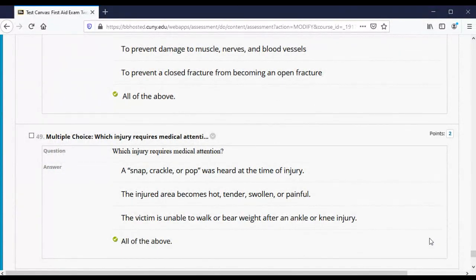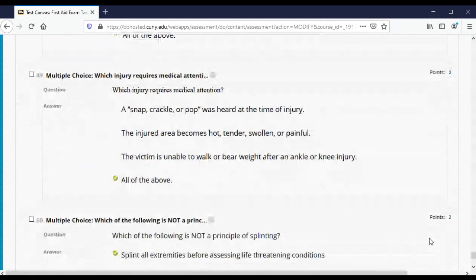Which injury requires medical attention? Snap, crackle, or pop was heard at the time of injury, and there was nobody in sight eating Rice Krispies. The injured area becomes hot, tender, swollen, or painful, which may signify that there is an infection going on. The victim is unable to walk or bear weight after an ankle or knee injury, which is a good indicator of a possible broken bone or fracture.